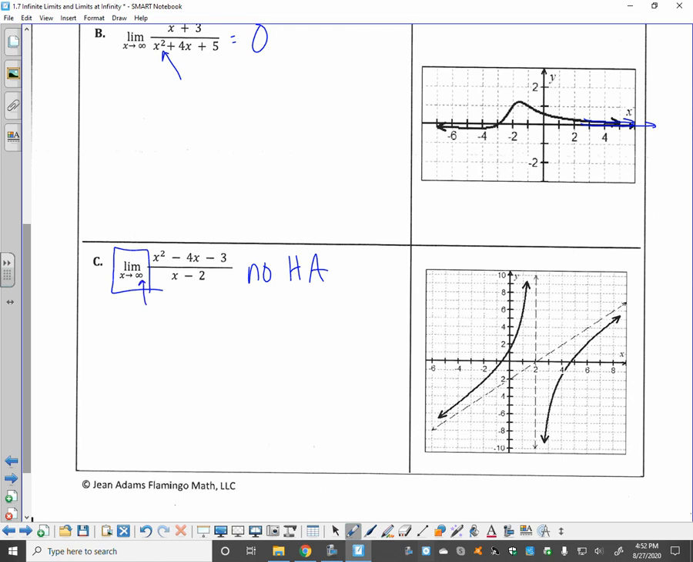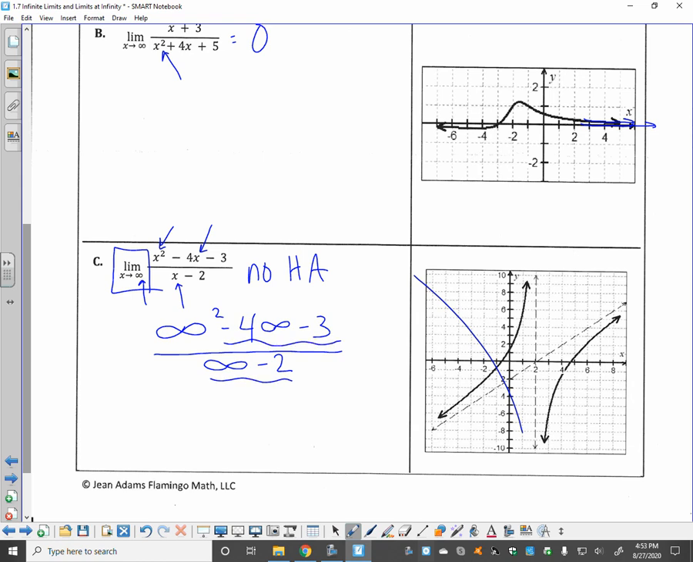So pretend you don't have a graph. Think about plugging positive infinity into all those x's. The top is going to be infinity squared minus 4 times infinity minus 3, and the bottom is going to be infinity minus 2. So they are both going to be infinite. But think about who's going to get infinite faster. It's the top because it's squared. Infinity squared. This does nothing. This is little. So this is headed towards positive infinity.